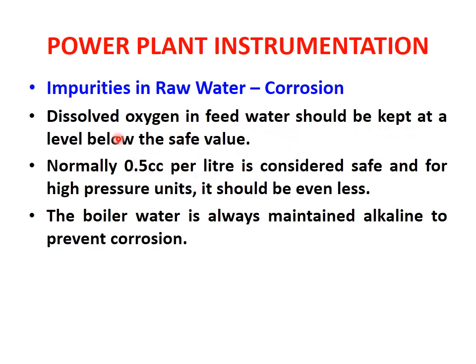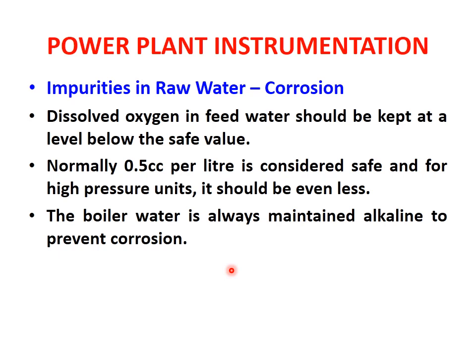Dissolved oxygen in feed water should be kept at a level below the safe value. So there should be a particular value up to which the corrosion will take place. Therefore a safe value is to be considered while the pipes are exposed to the water. Normally 0.5 cc per liter is considered safe, and for high pressure units it should be even less. So this is the volume of water at a particular pipe limit. The boiler water is always maintained alkaline to prevent corrosion.